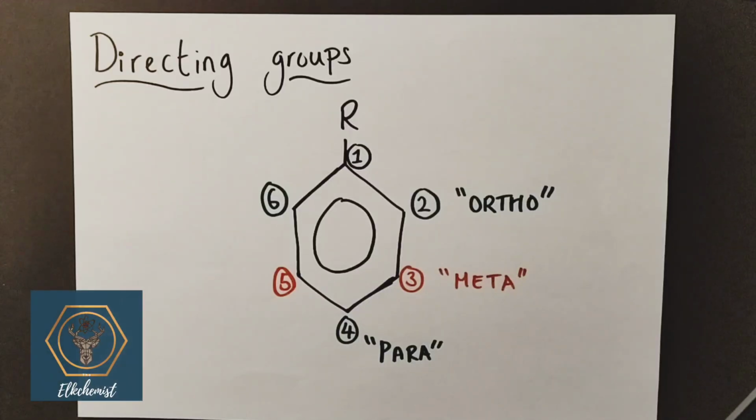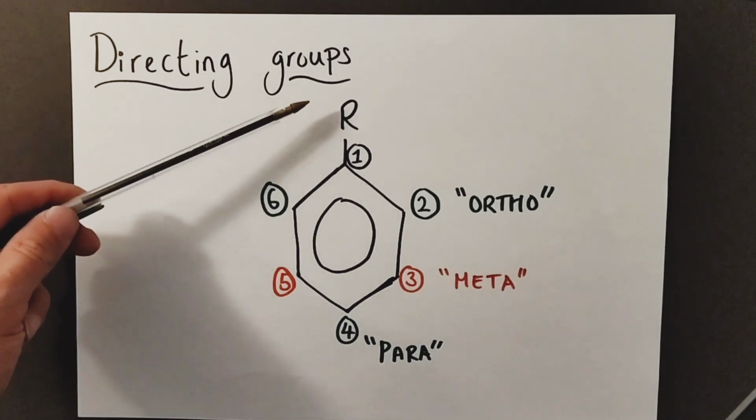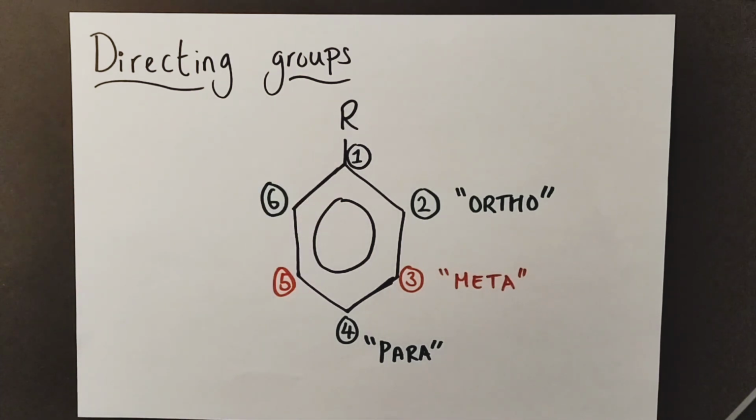Hi there, welcome to this Alchemist Chemistry video looking at directing groups, which relates to the topic of aromatic chemistry and benzene rings. When a benzene ring undergoes an electrophilic substitution reaction, it will have a new functional group attached directly to the benzene ring itself. Now, that functional group can actually alter the chemistry of the benzene ring.